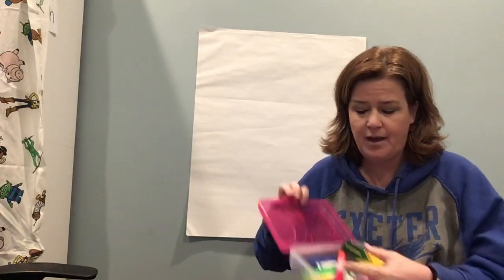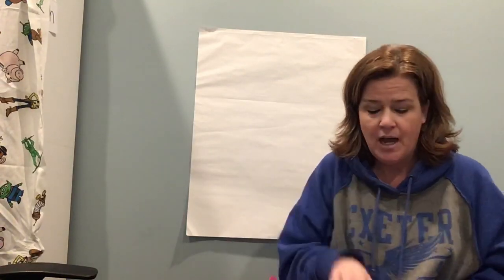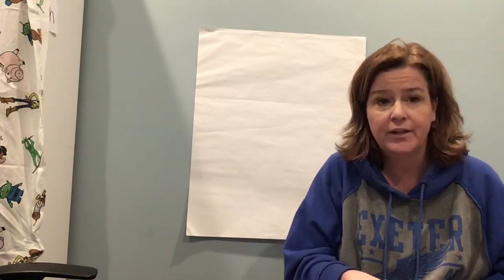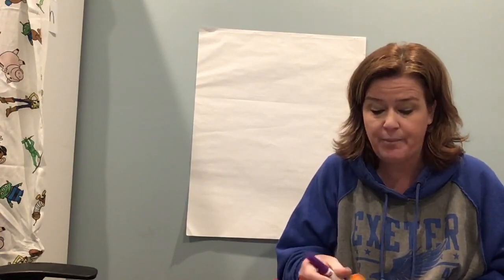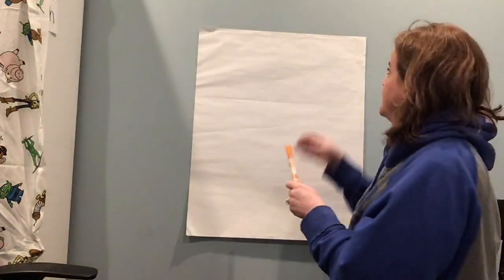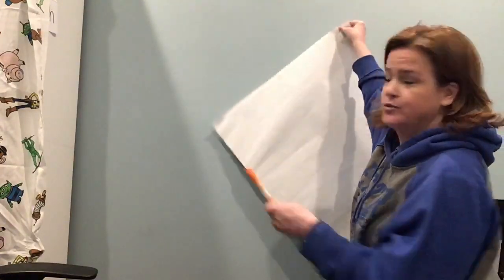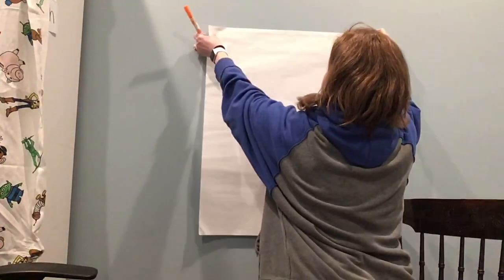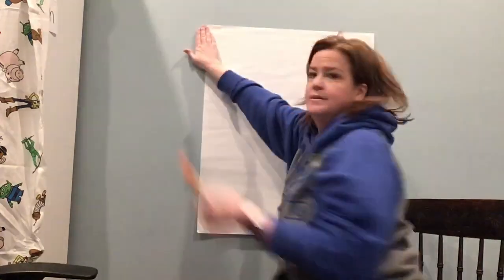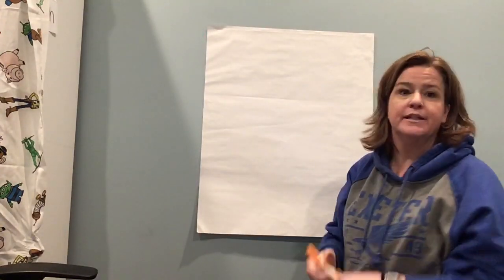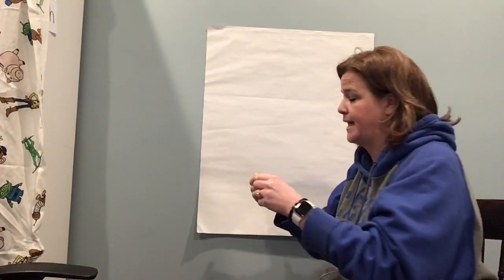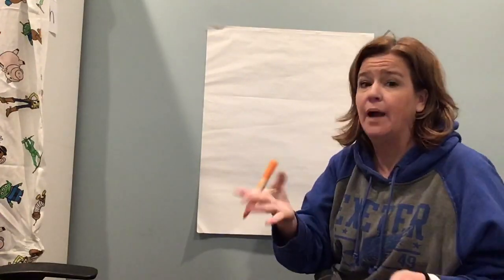I have my markers and my crayons, and I want to write the title, the name of the story, at the top of my paper. So I just noticed that this is a little crooked. Whoops. Let's see if I can make it a little bit straighter. Is that straighter? Nope, still crooked. Okay, it's going to stay crooked. That's just what's going to happen. Okay.